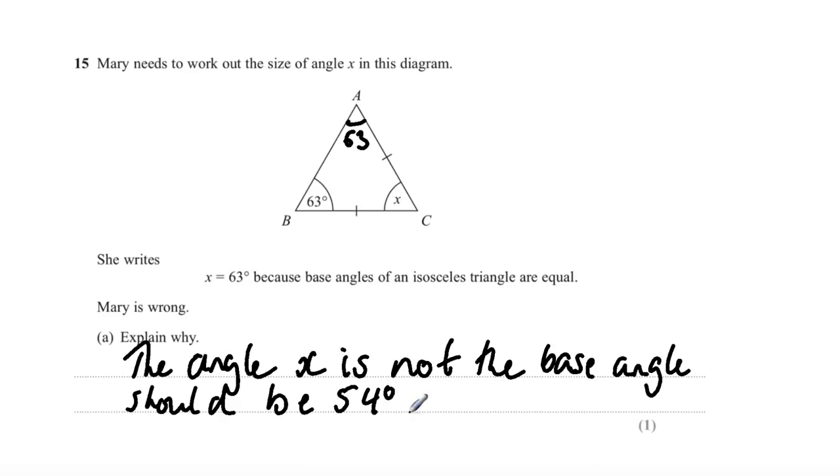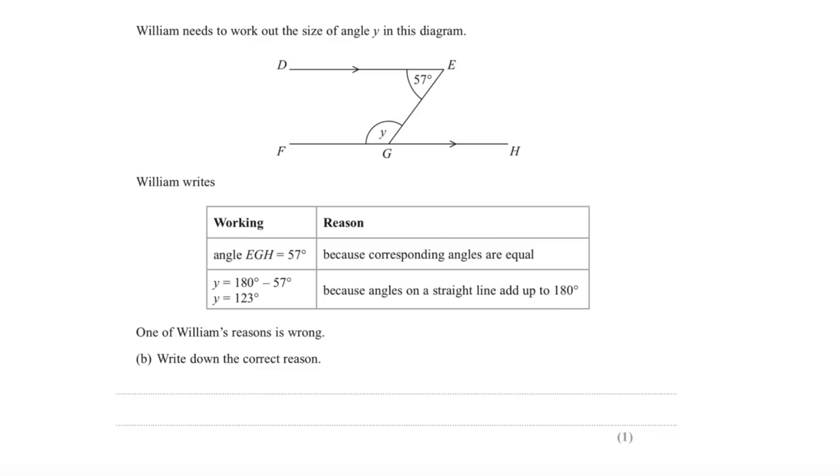54 degrees. William needs to work out the size of the angle Y in the diagram. William writes angle EGH equals 57 degrees. Reason, because corresponding angles are equal. Y equals 180 minus 57 degrees. Therefore, Y is equal to 123 degrees. Because angles on a straight line add up to 180 degrees.